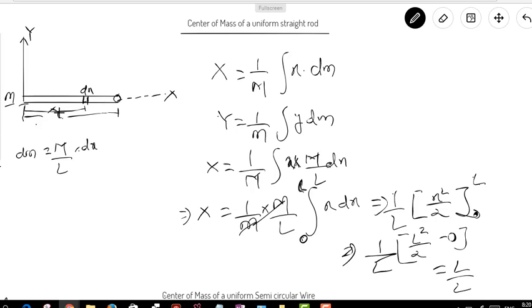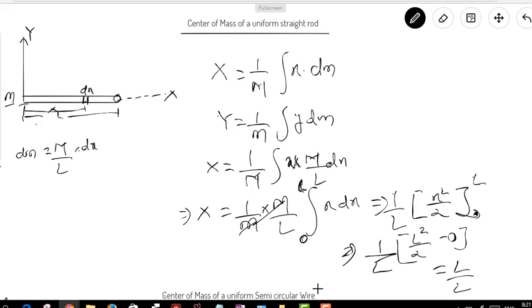So the center of mass will lie at the center of this uniform rod, and for this one we don't have to do this much calculation to find the center of mass of this uniform straight rod, because it is uniform, and we can find just by looking at it that the center of mass will lie at the center.